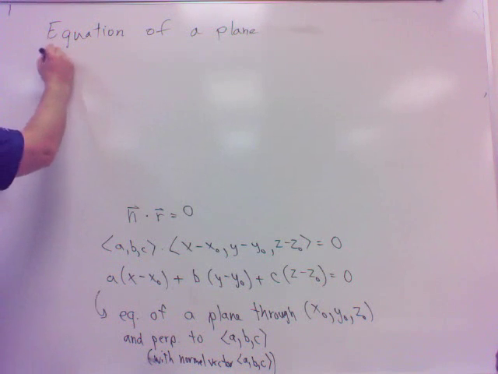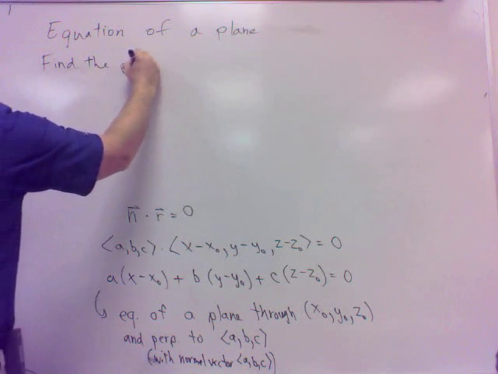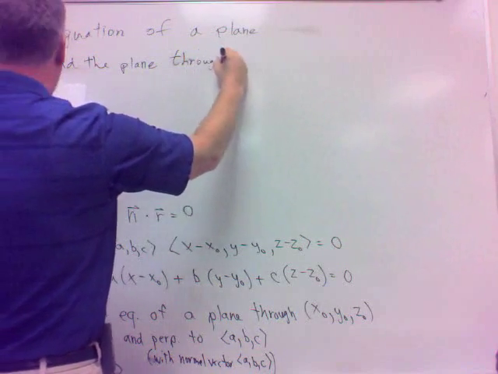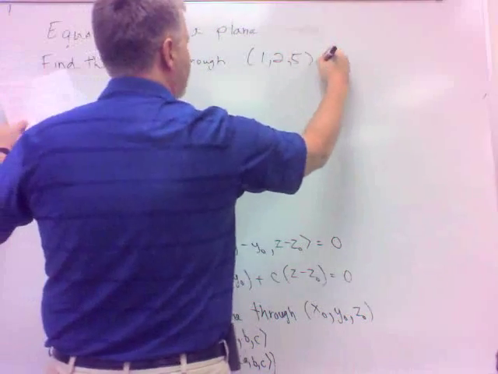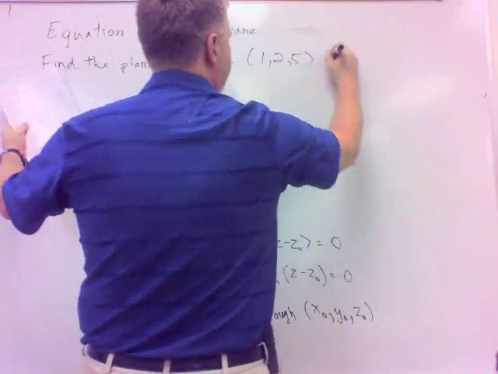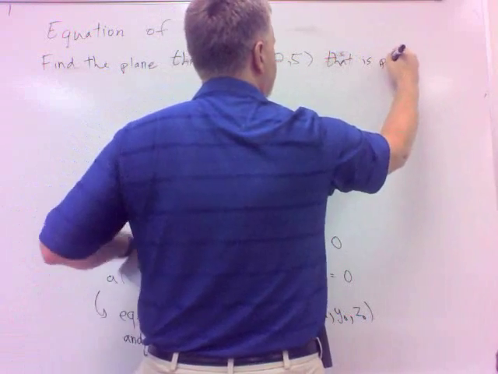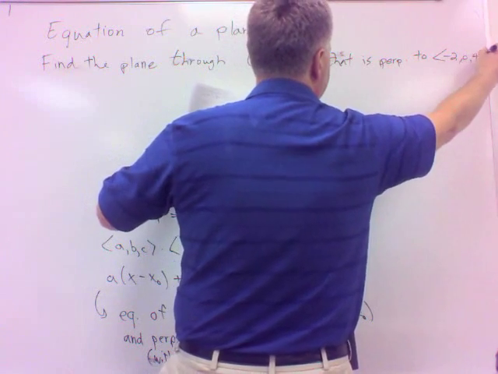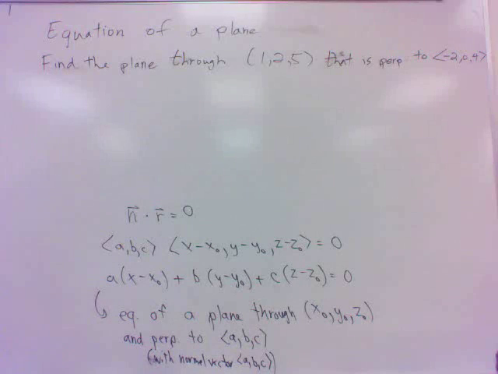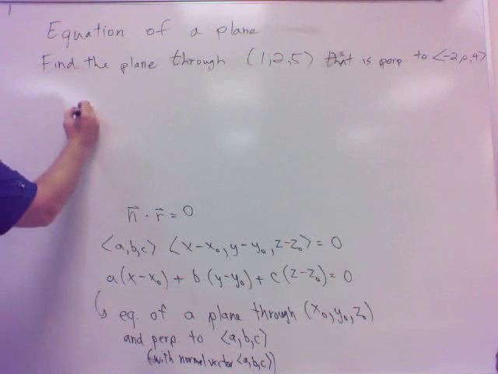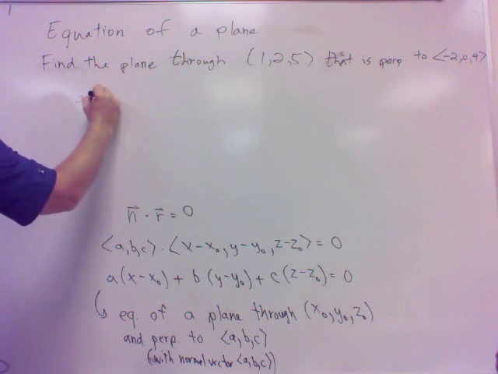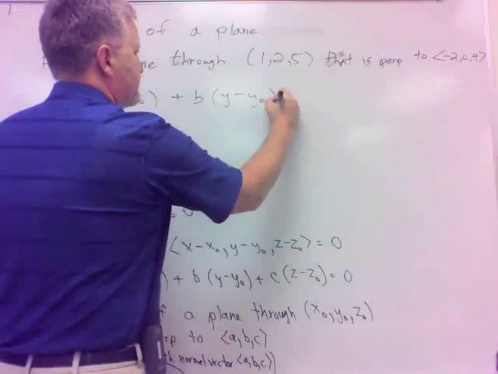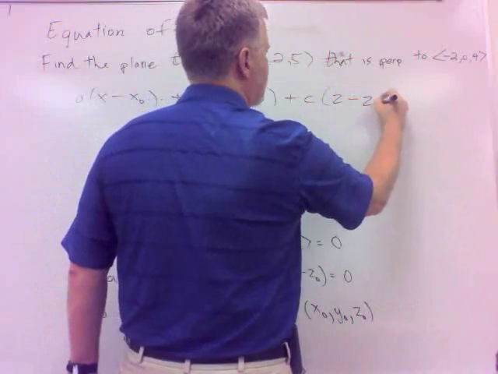Okay. All right. So find the plane through 1, 2, 5 that is perpendicular to the vector -2, 0, 4. So the equation is a times x minus x0 plus b times y minus y0 plus c times z minus z0 equals 0.